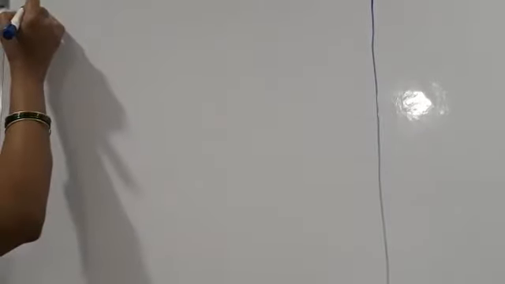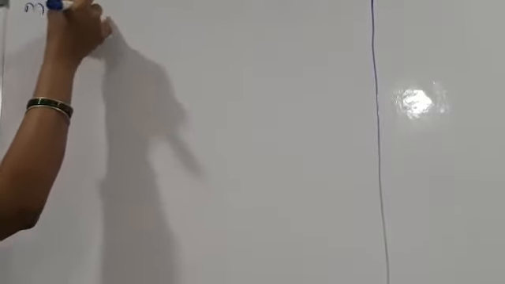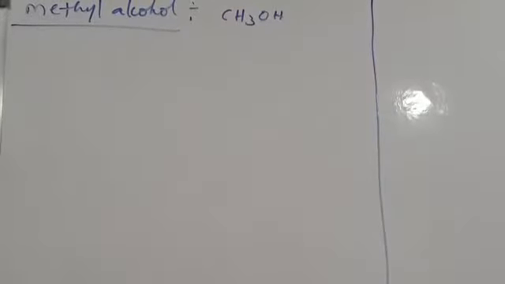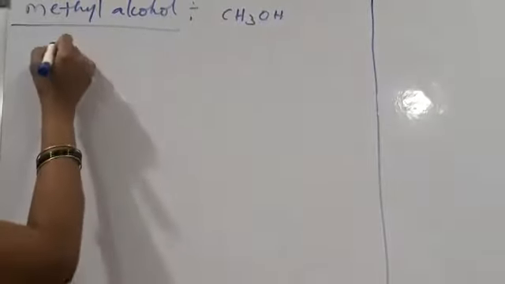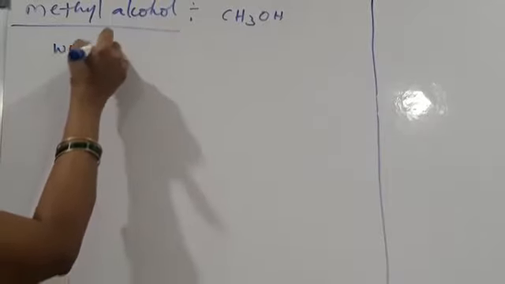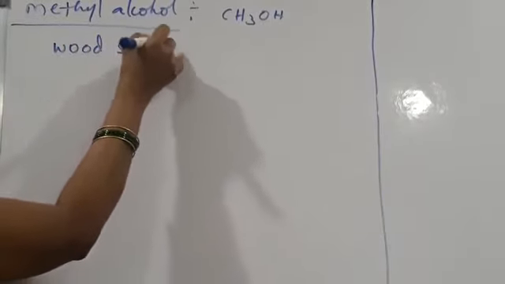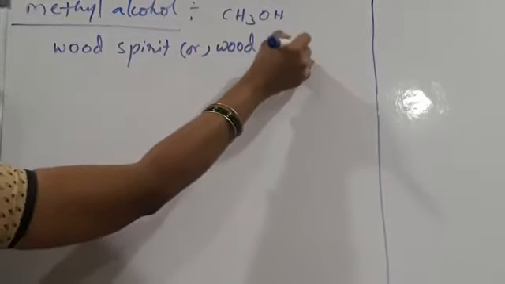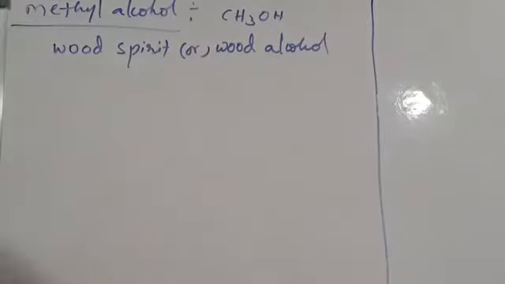So next, methyl alcohol preparation. Preparation of methyl alcohol having formula CH3OH. Methyl alcohol is generally also called wood spirit or wood alcohol. The common name of methyl alcohol is wood spirit or wood alcohol.